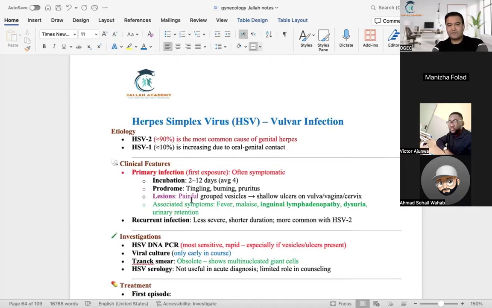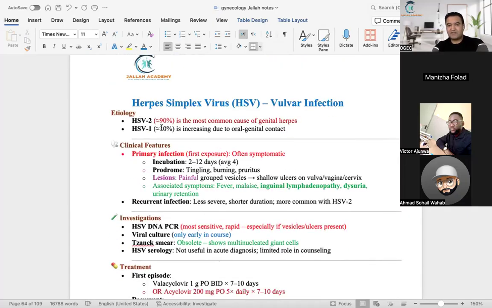Herpes simplex etiology: herpes simplex type 2, around 90%, is the most common cause of genital herpes. They may ask you which one is common in the genital area. So herpes type 2, about 90%, is the most common cause of genital herpes. Type 1, about 10%, increases due to oral genital contact. So if they're asking about the genital, it's herpes simplex virus type 2.